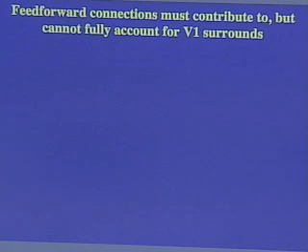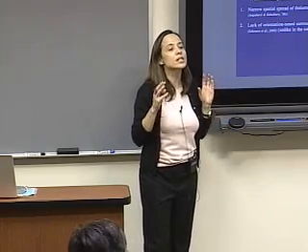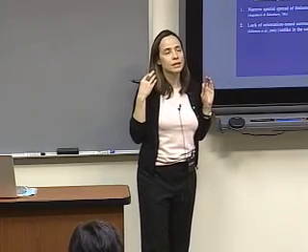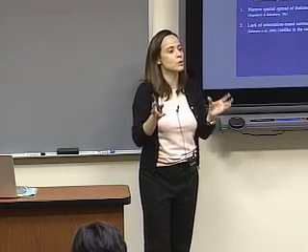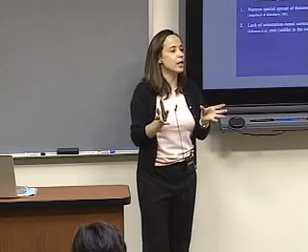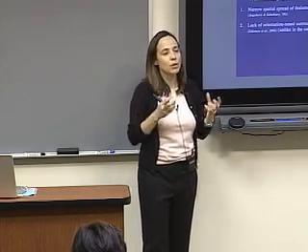So in conclusion, we think that feedforward connections must contribute to, but cannot fully account for, the V1 surrounds. This is due to the narrow spatial spread of thalamocortical afferents, as well as to, I didn't tell you this, the fact that the surrounds in LGN are not tuned for orientation. So it is not easy to see how non-orientation-specific surrounds in the LGN could build orientation-specific surrounds in V1.